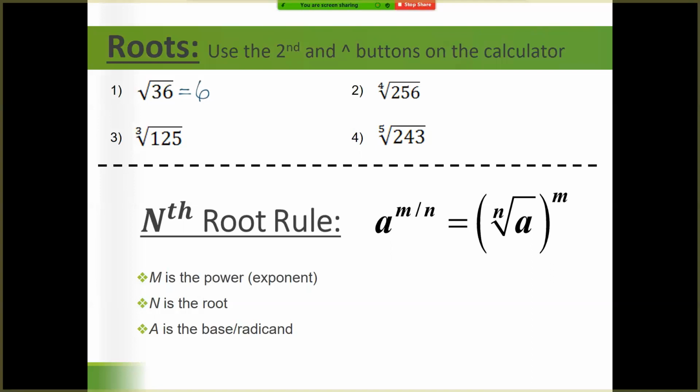If we move to question number 4, we need the 4th root. So to type this in our calculator, we're going to use the 4 first. So 4 first, then the second button. Then you're going to move up a key to what's called the caret key. It looks like this. And then whatever your radicand is. In this case, it's 256. So for this problem, you're hitting 4, which is your root, then second, caret key, 256.